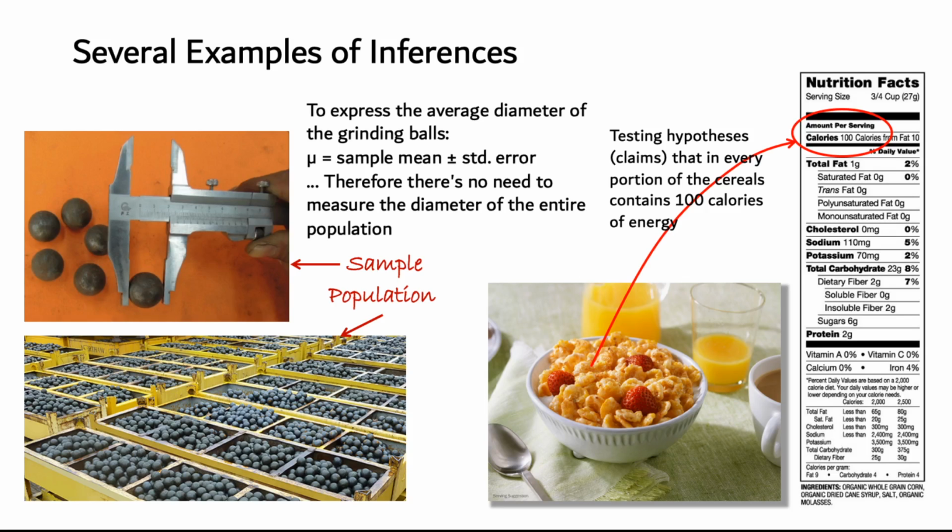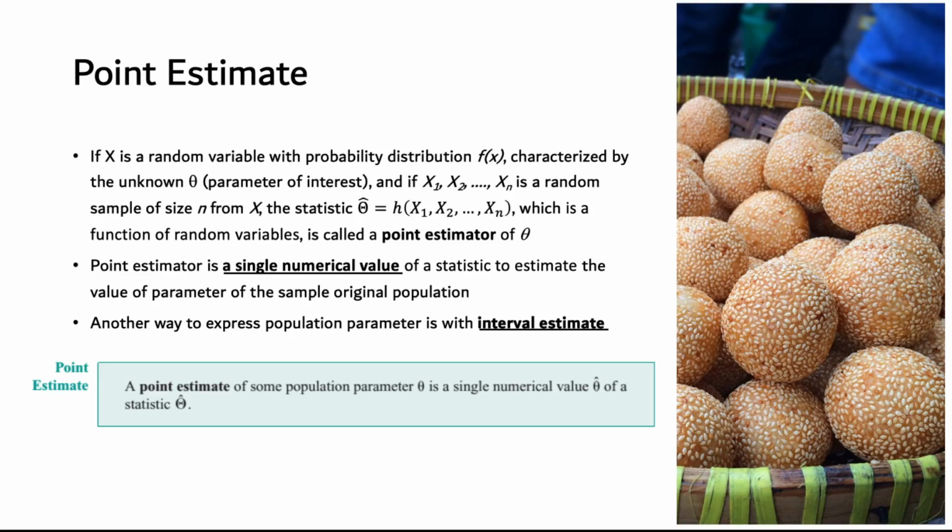On the right, inferential statistics is carried out to check whether the energy content in this portion of cereal is true as the manufacturer claims, which is 100 kilocalories. In general, there are two approaches we can take in expressing the parameters of a population, whose true value is impossible to know. The first way is to approach it by a point, or by doing a point estimate.